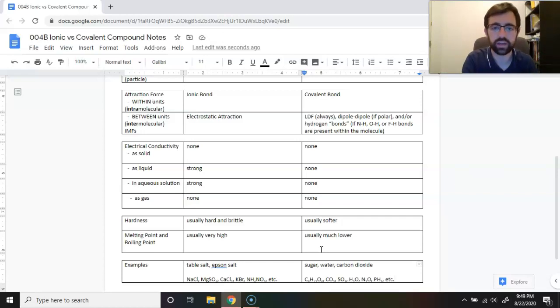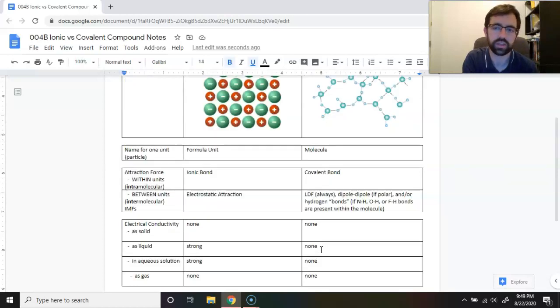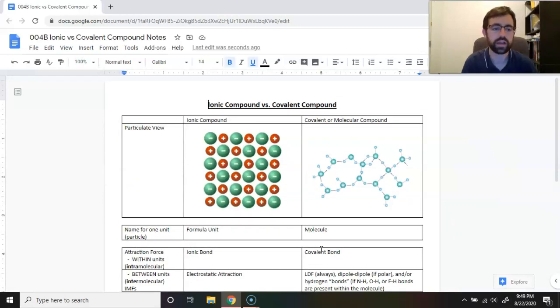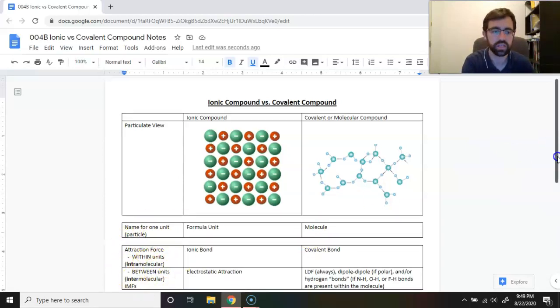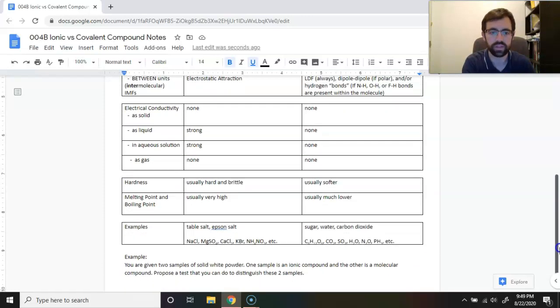Anyways, that's a summary of the differences between ionic and covalent bonds. These are the most common types of bonds. We're going to go a lot deeper into these types of bonds. We're also going to go a lot deeper into intermolecular and intramolecular forces, but we wanted to do a quick review of this.